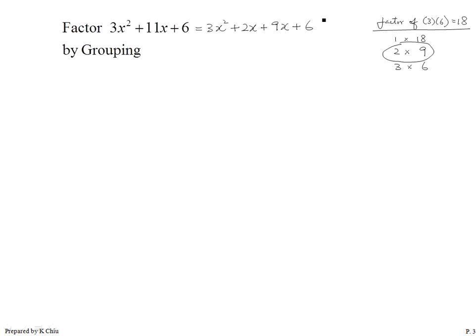And now we have 4 terms, and we do it by grouping. So we group the first 2 terms together, plus, and then we group the last 2 terms together.